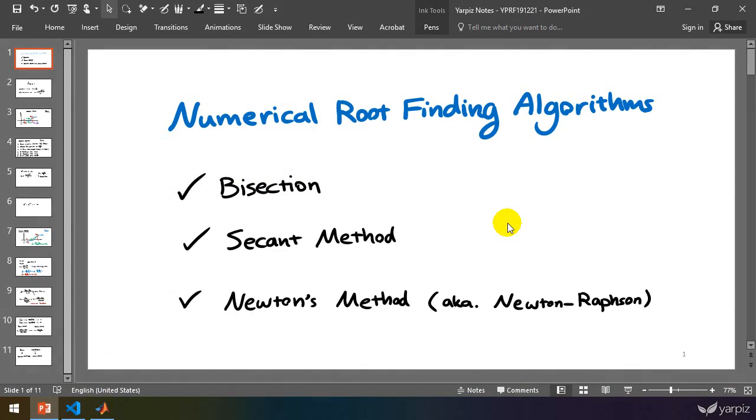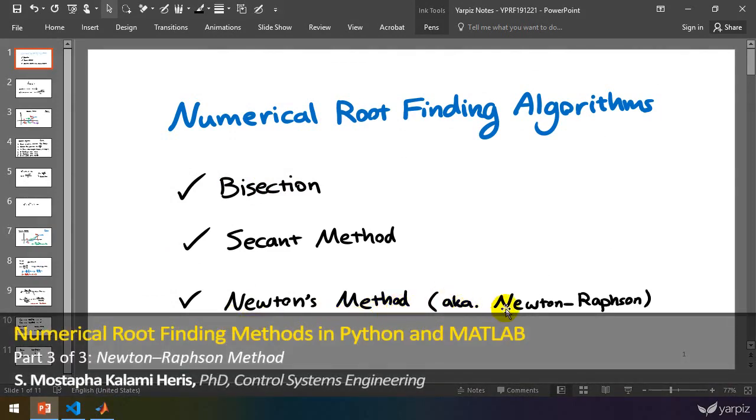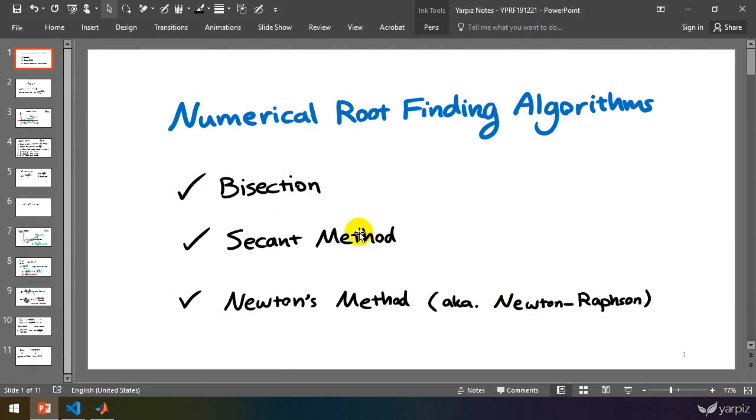In this section, we're going to talk about Newton's method, also known as the Newton-Raphson method for root finding. In previous sections, we learned about bisection and secant methods. They are very similar, and actually bisection can be seen as a special case of secant method.